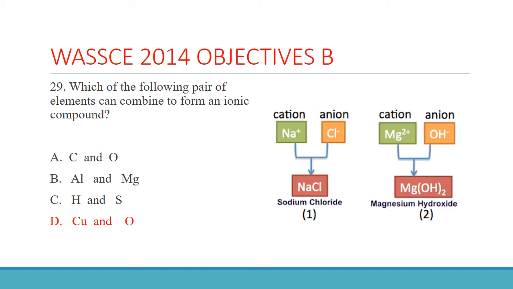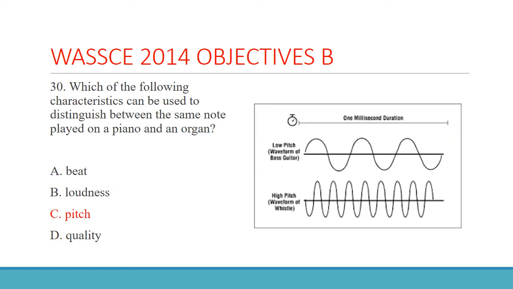Now let's take note of that. Question 30. Which of the following characteristics can be used to distinguish between the same notes played on a piano and an organ? All right. If you look at the illustration here, sound is a wave. So that's a wave diagram. The first one is a sound produced from a bass guitar. Now look at the way the lines are. We call those lines waves.